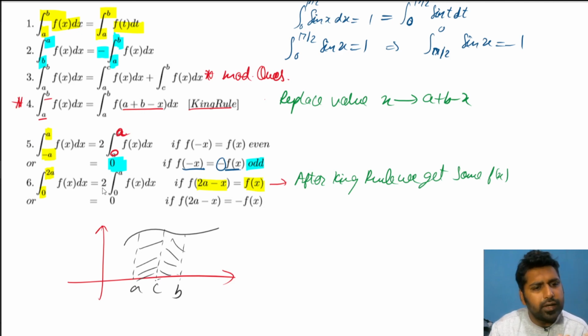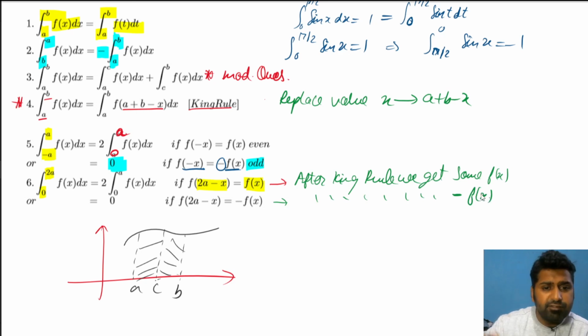And what you can do is 2 times integration 0 to a f(x) dx, meaning you take half of the limit. The limit was 0 to 2a, you did 0 to a. If with 2a minus x, after the king rule, we get negative of f(x), meaning the same function but with an additional negative sign, you can directly say the answer is 0.